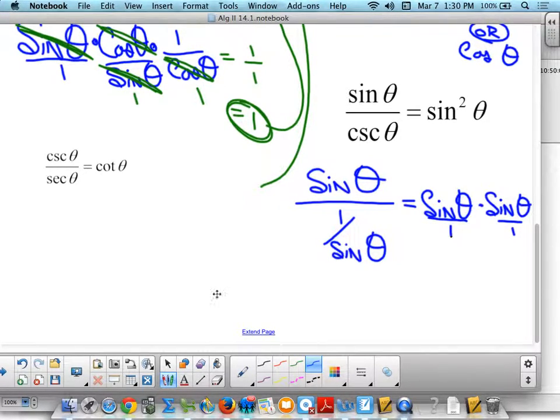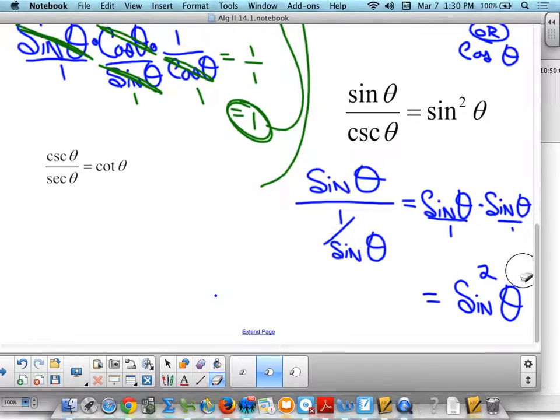Well, guess what? You have sine of theta over 1 times sine of theta over 1. What's that? Sine squared, right. So guys, by the way, do not write it like this, because now it looks like you're squaring the angle. You don't want to square the angle, just square the answer to it. This is how they do it in trig: they write the 2 right there, not above the theta. So sine squared. Okay, did I prove it?